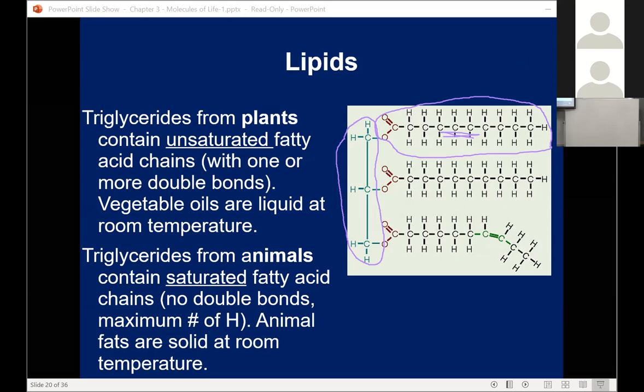How about this last fatty acid down here? We have a double bond that puts a kink in the hydrocarbon backbone of that fatty acid. What do we call that? Unsaturated fatty acids. Okay, very good.